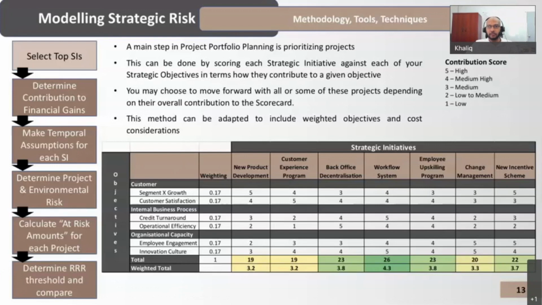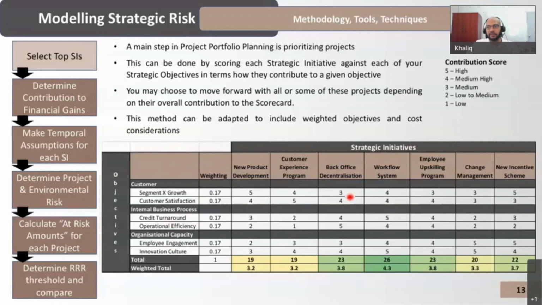So let's get into the methodology in more detail. So the first step is to select your top strategic initiatives. What I simply like to do is juxtapose my initiatives. So you see on the horizontal axis some initiatives: new product development, customer experience, workflow. These are some generic initiatives that I would have selected that may happen in the banking industry. And on the vertical axis, I have some balanced scorecard objectives: segment growth, customer satisfaction, credit turnaround.